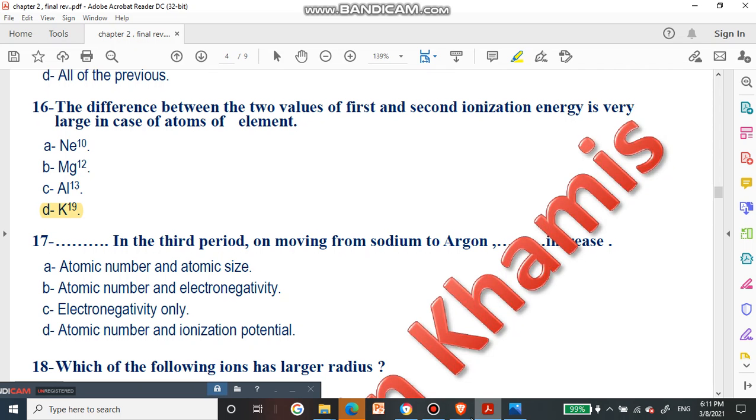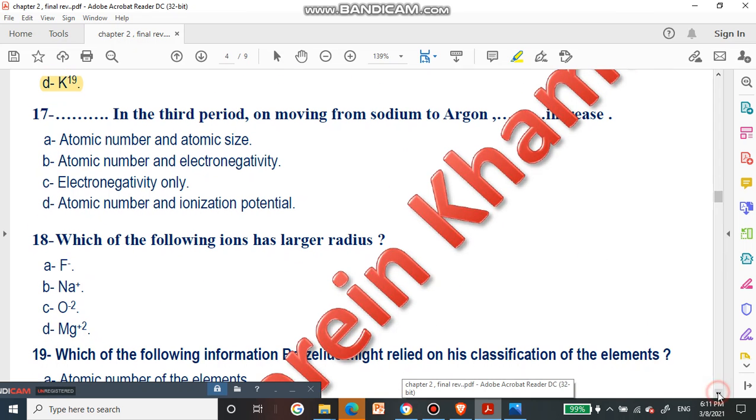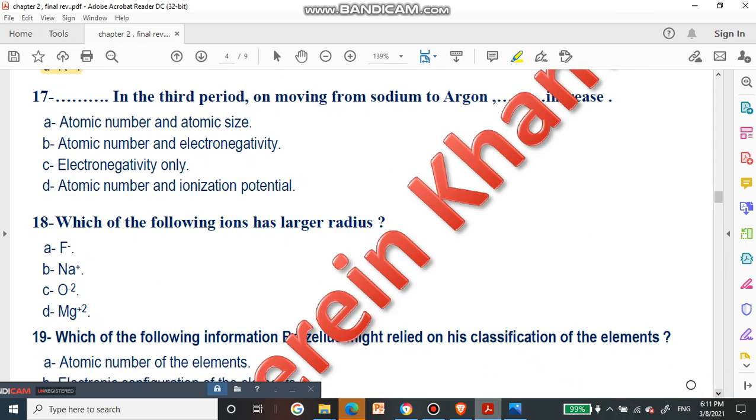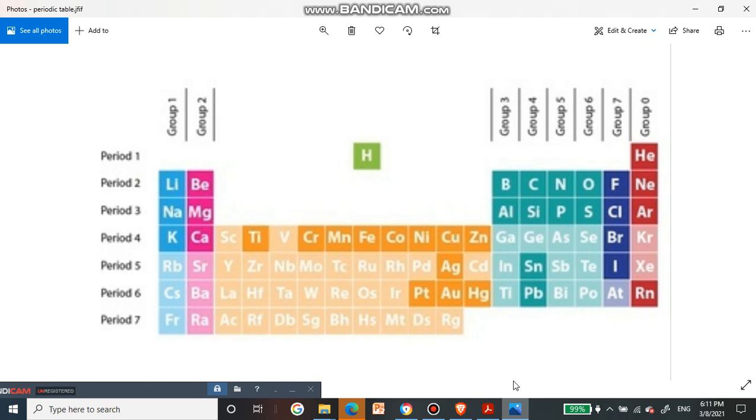Okay, we are going to question number 17. In the third period, on moving from sodium to argon, what happens? What will increase? We want to go to the periodic table and look at it. What happens when we go from sodium here to argon?